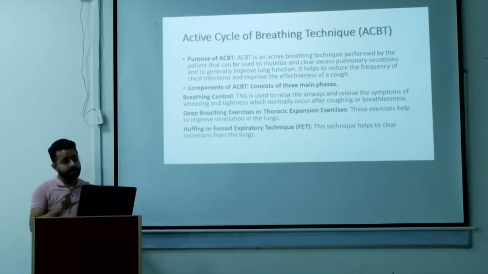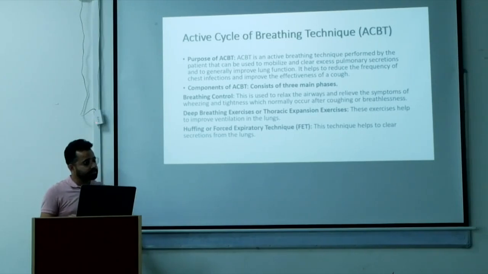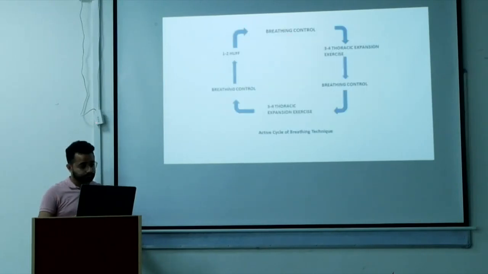The components of ACBT are divided into 3 phases. First one is breathing control. This is used to relax the airway and relieve the symptoms of wheezing and tightness, which normally occur after coughing and breathlessness. Second, deep breathing exercise or thoracic expansion exercises. These exercises help to improve ventilation in the lungs. Third, huffing or forced expiratory technique. These techniques help to clear the secretion from the lungs.